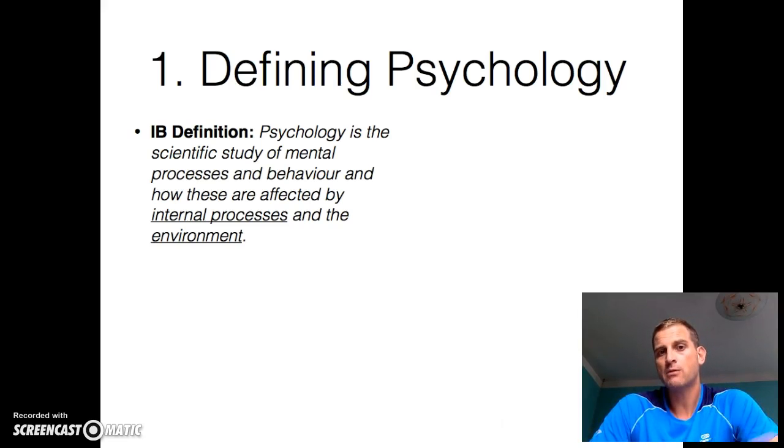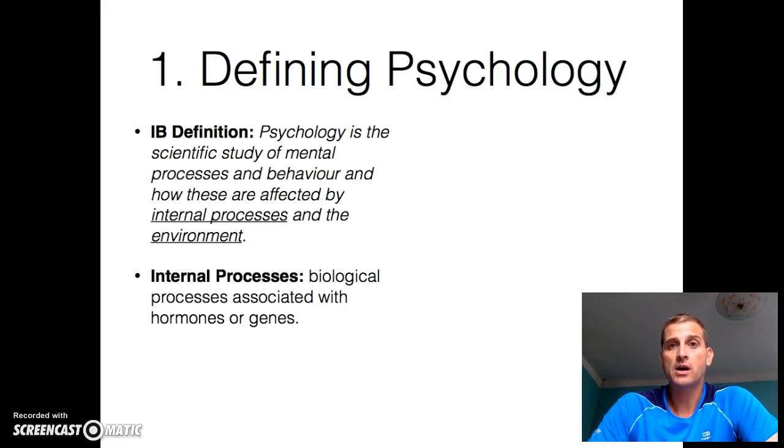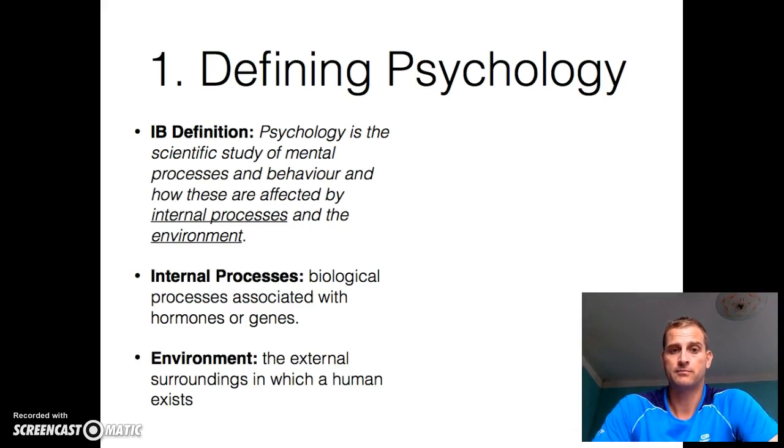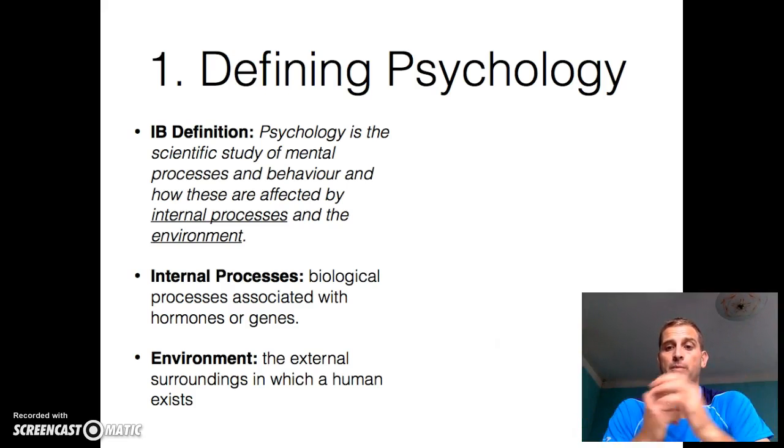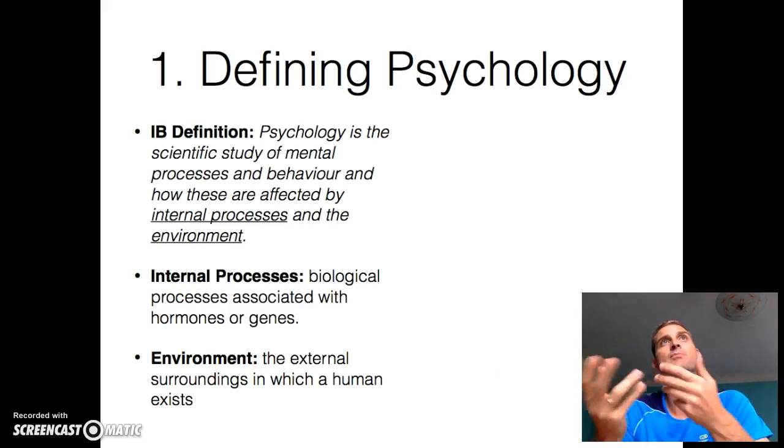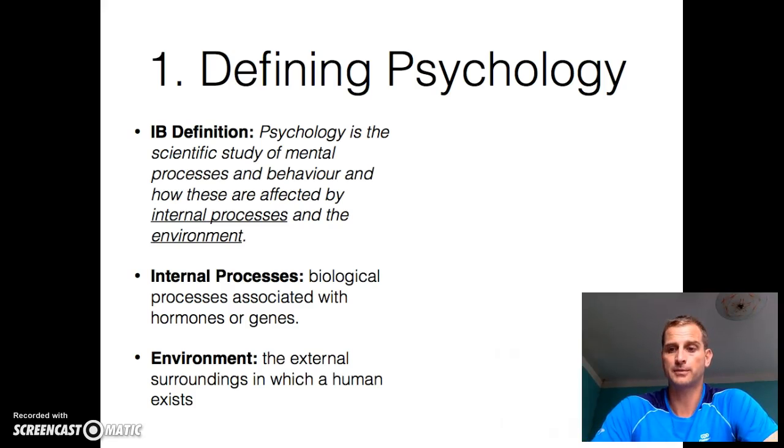This definition again, the second part refers to internal processes and the environment, and the effect of mental processes and behavior on these. Internal processes are the biological processes associated with hormones and genes. So we're talking about how these internal processes might affect human behavior. And the environment. We all live in a particular physical space. It has different cultural or social characteristics to it, and this is the effect of that environment on our behavior. So really, the second part refers to this balance between the environment and also the internal biological functioning of ourselves. And how does the interplay of those two things affect our behavior?